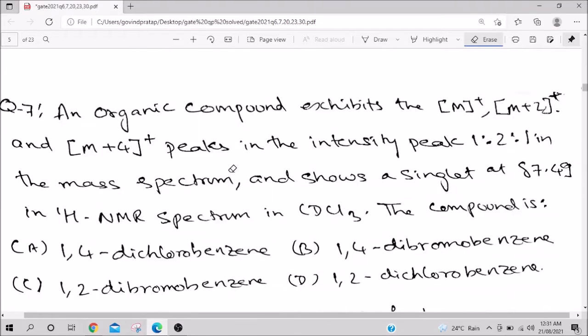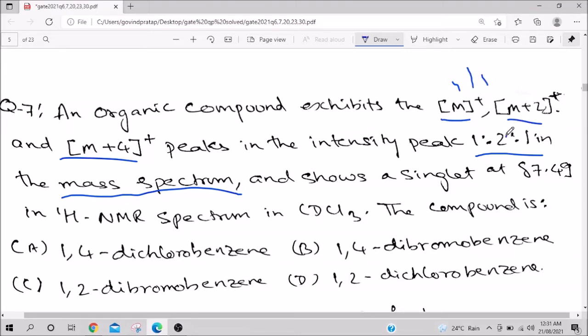No problem. This is a very interesting question. An organic compound exhibits M+, M+2, and M+4 peaks in the intensity 1:2:1 in mass spectrum. So it is doing mass spectrometry, and this is the data they are seeing. What they are seeing, 3 peaks are there. So the molecular ion peak. There is one peak and there is another peak and there is another peak. And they are saying that the middle peak is double the height of the first and third peak.